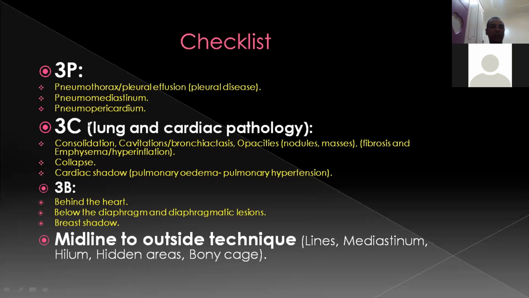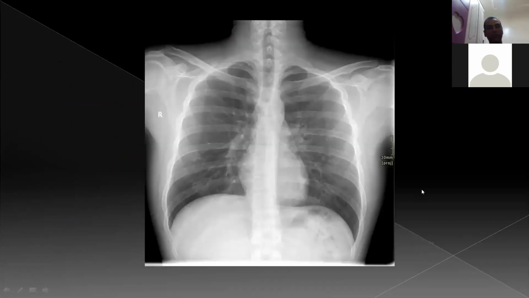So we will search in any chest X-ray for the 3 pneumo, 3C: consolidation, collapse, cardiac shadow, and 3B: behind the heart, below the diaphragm, breast shadow, and the midline to outside technique. Today in our session, we will divide these points. We will discuss part of these points, and inshallah, next week we will complete the other points.